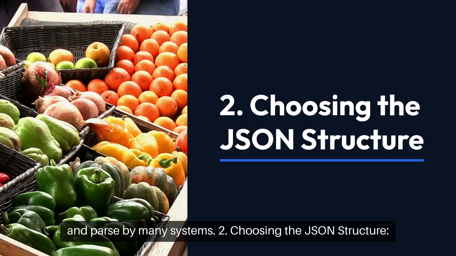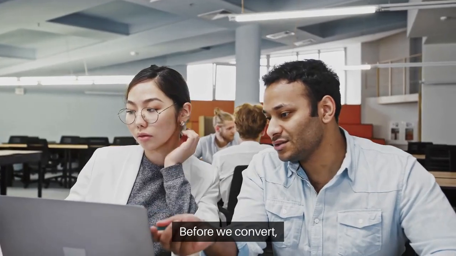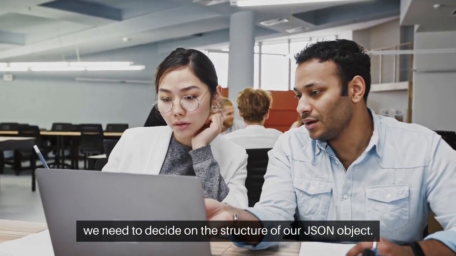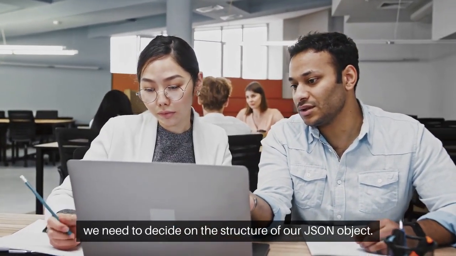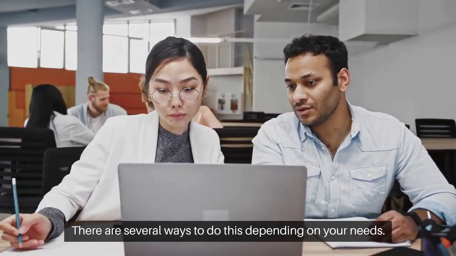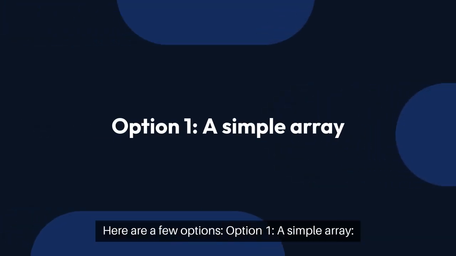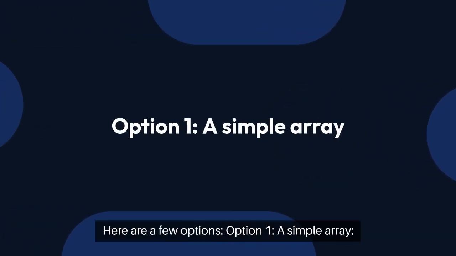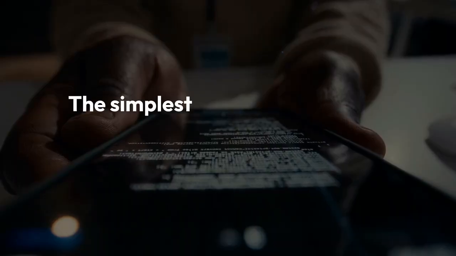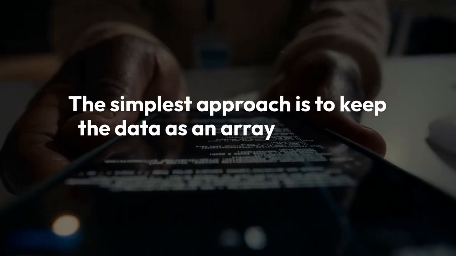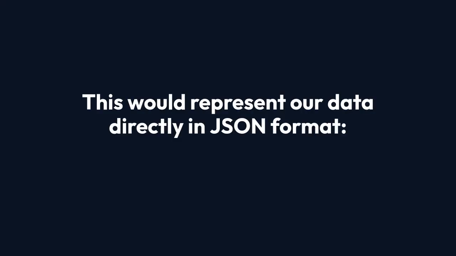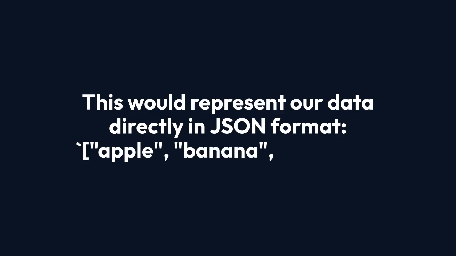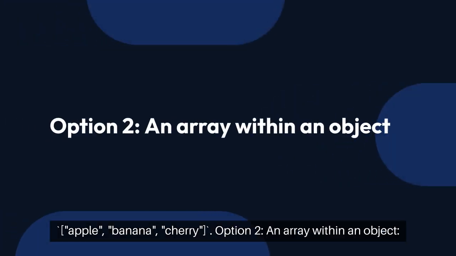2. Choosing the JSON structure. Before we convert, we need to decide on the structure of our JSON object. There are several ways to do this depending on your needs. Here are a few options. Option 1. A simple array. The simplest approach is to keep the data as an array within the JSON. This would represent our data directly in JSON format: ["apple", "banana", "cherry"].